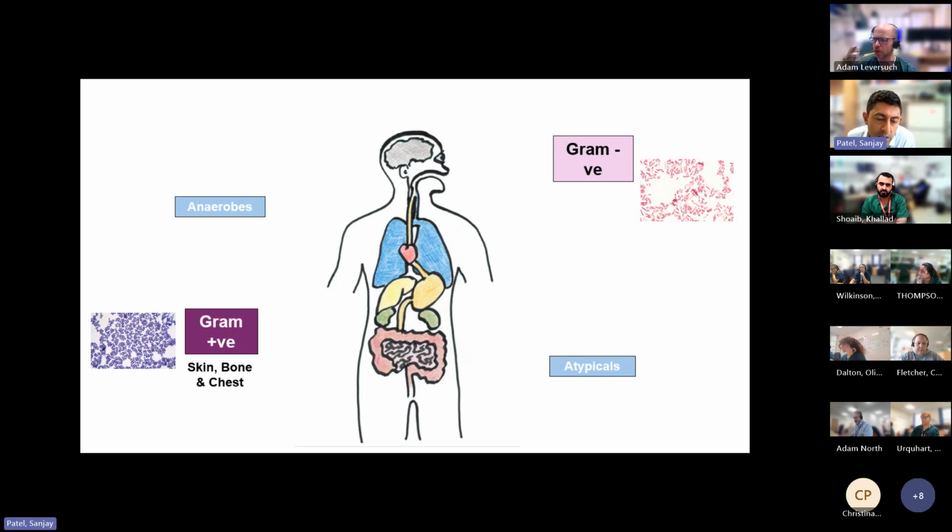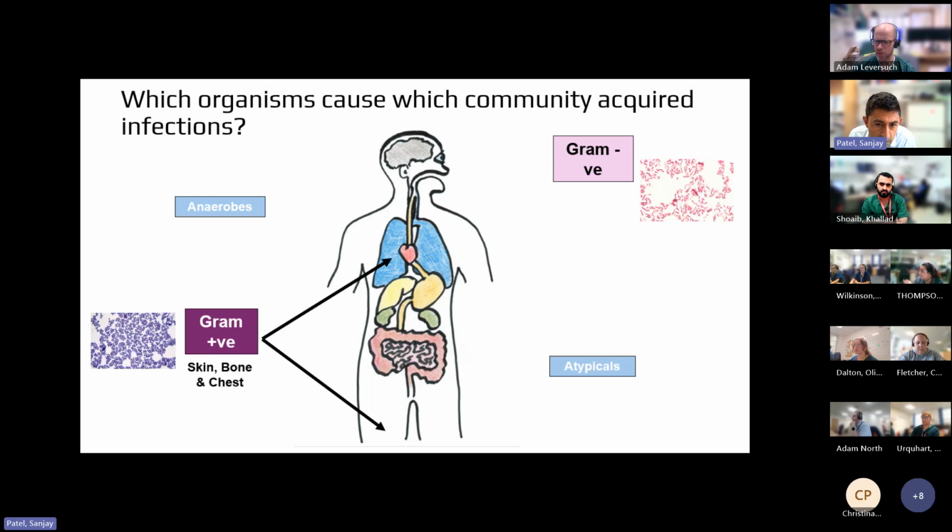And so our gram-positives, like our staphylococci, Staph aureus, and streptococci, group A strep, will be common causes of skin infections, bone and joint infections, and chest infections. So our Streptococcus pneumoniae will often cause chest infections. Staph aureus may as well, group A strep might. Whilst our gram-negative infections, so that's skin and bones on those arrows.